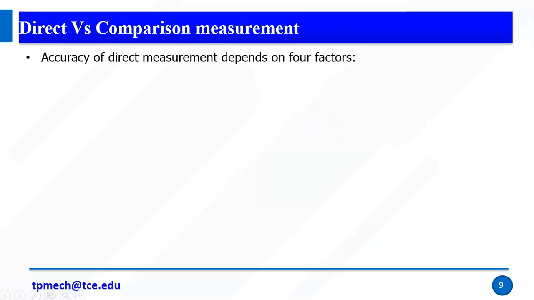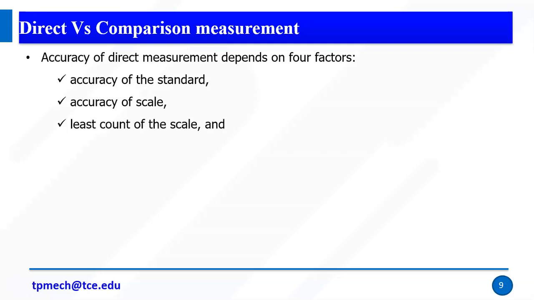And the accuracy depends on four factors, whether it is a direct or a comparison measurement. If it is a direct measurement, it mainly depends on the accuracy of the standard, the accuracy of the scale, the least count of the scale, and the accuracy of reading the scale, because it is a human element. So direct measurement accuracy depends on these four factors.